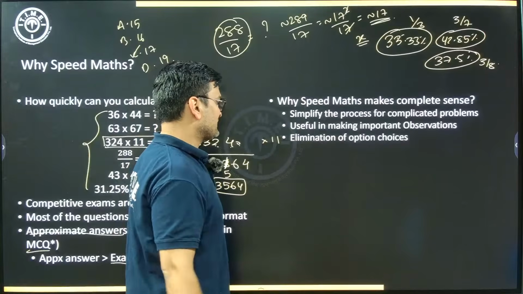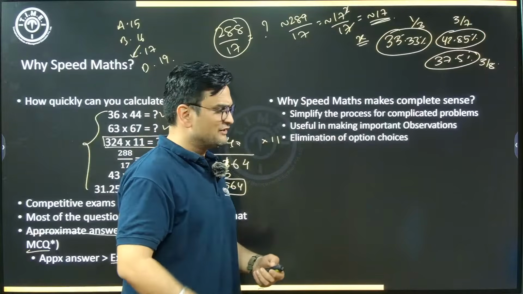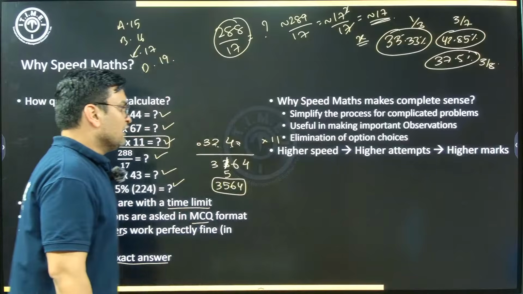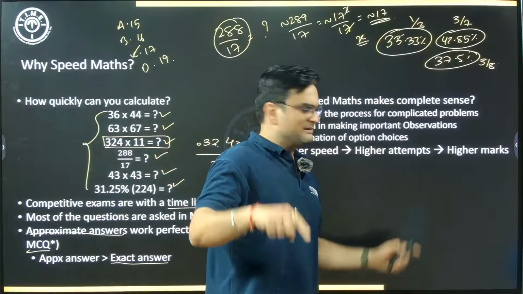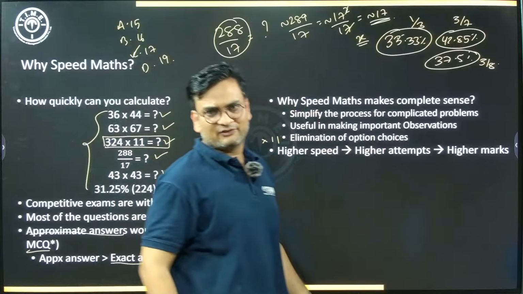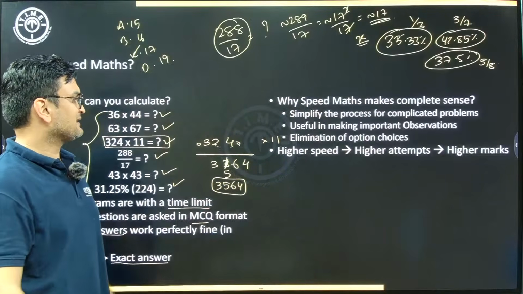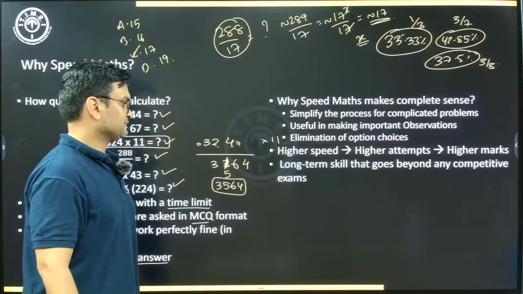Elimination of option choices. If you're good with maths and calculations, you can actually do that. So higher speed results in naturally higher attempts, and higher correct attempts result in higher marks, which will eventually push up our percentiles and our chances of getting selected.